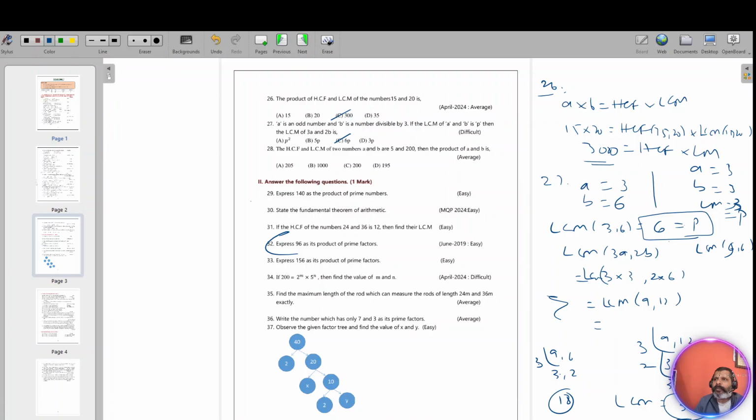Okay. Then HCF and LCM of two numbers. This is the same as question 26. HCF is 5, LCM is 200. Please read properly. Then the product of the numbers. This formula plays a very important role. The product of the numbers is nothing but the product of HCF and LCM. That is 5 into 200, that becomes 1000. Among these, 27th is the only tricky one we saw. Okay. Thank you. We'll see the next set of questions in the next class.